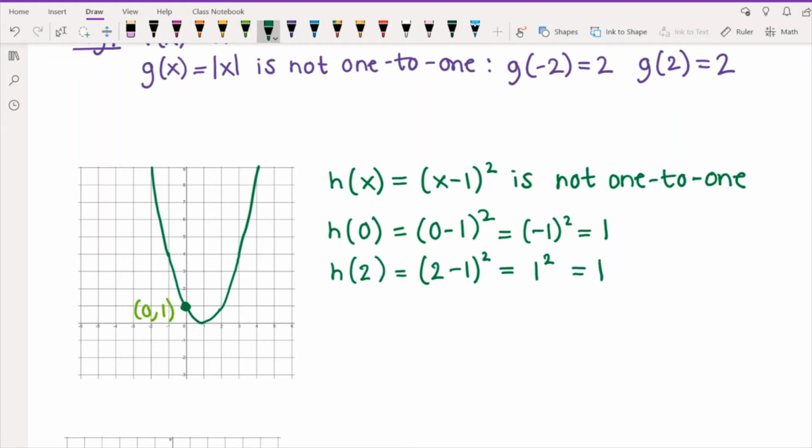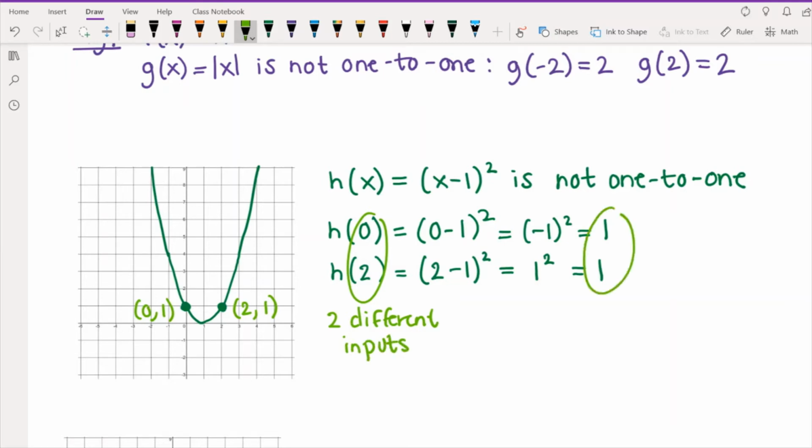And then this point over here, this is the point 2, 1. And so what we can see is that basically we have two different x values that have the same y value. And that agrees with our definition of one-to-one, right? One-to-one is basically saying if you have two different inputs and those two different inputs give you the same output, then it's not one-to-one.